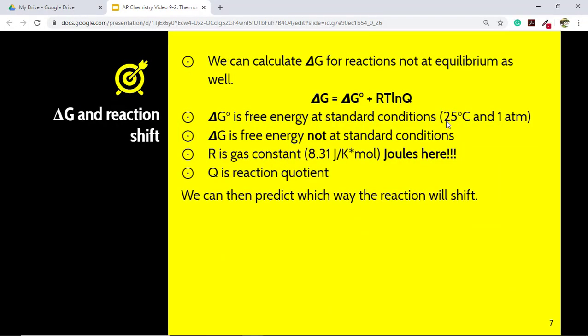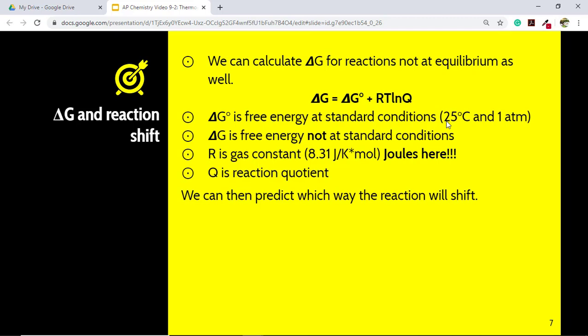Something else that we can also do with this is we can actually calculate delta G for reactions that are not at equilibrium as well. And for this, we use a very, very similar formula. The only key difference is that we have delta G equals delta G at standard conditions plus RT ln Q. We're using Q instead of K because remember, we're not at equilibrium. So Q is the reaction quotient. We find that the same way we do K. The only difference is that Q is not at equilibrium.